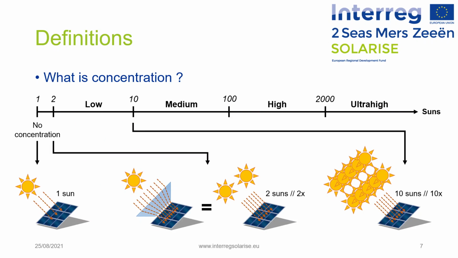A concentration ratio scale has been defined in order to classify the various CPV technologies into different categories in terms of their capacity to concentrate solar radiation onto a solar cell. It starts from the value 1, which corresponds to no concentration, up to several thousand, as illustrated here. With this scale, we consider that low concentration technologies are between 1 and 10 suns. Medium concentration technologies are between 10 and 100 suns, which sometimes are also assimilated to low concentration. High concentration technologies are between 100 and 2000 suns, and ultra-high concentration technologies are above 2000 suns.